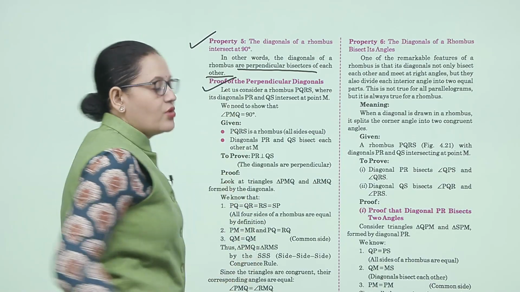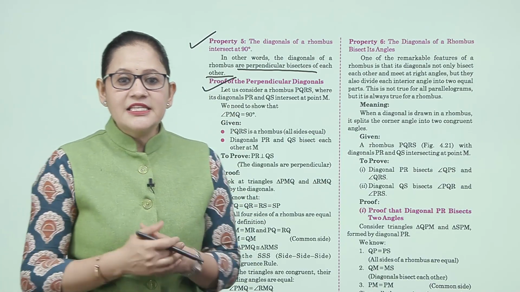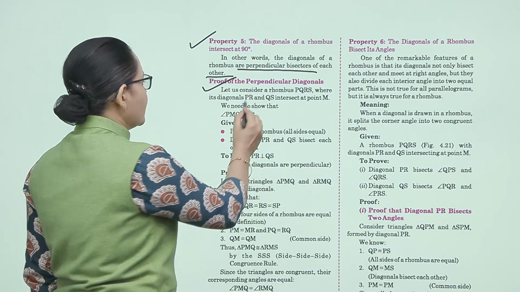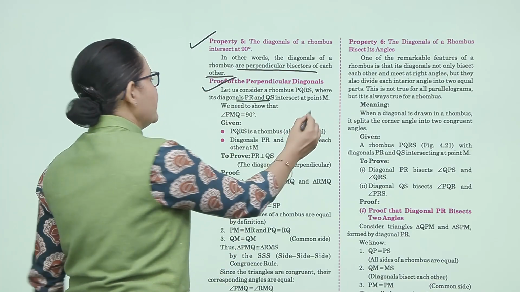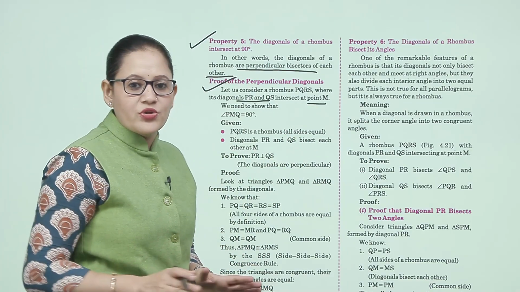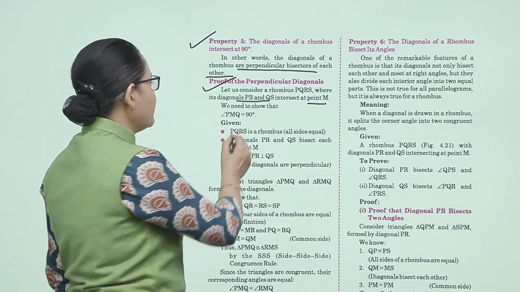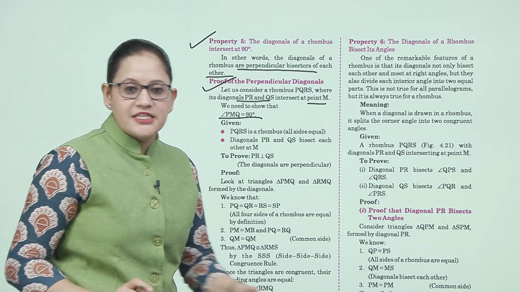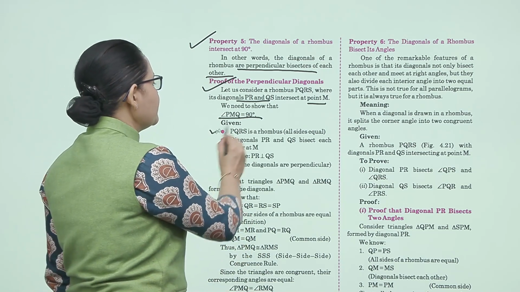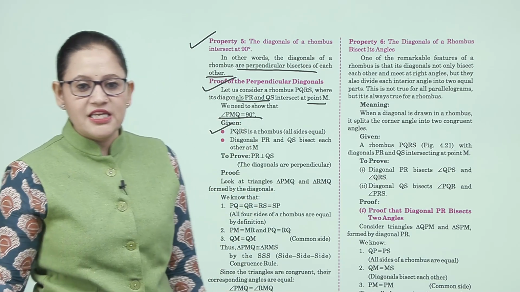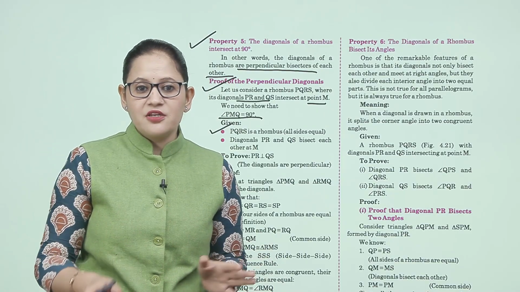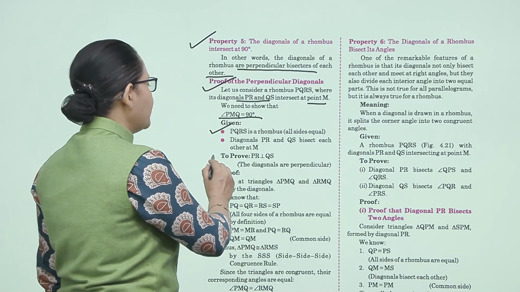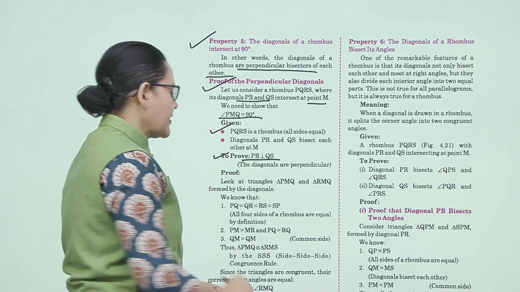Proof of the perpendicular diagonals. Let us consider rhombus PQRS where the diagonals PR and QS intersect at the point M. Now we need to show that the angle PMQ at the point of intersection is 90 degrees. Now what is given to us? PQRS is a rhombus, all sides are equal, diagonals PR and QS bisect each other at point M, and we have to prove that PR is perpendicular to QS.